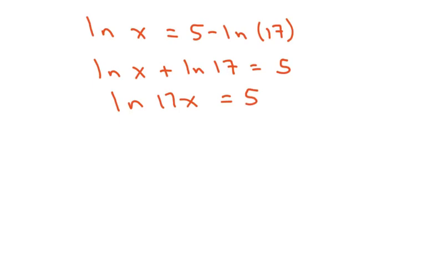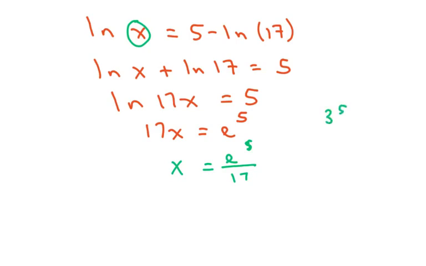Now, when I use my formula, this means that I can write this as 17x equals e to the 5th power. And that's just using the exponents formula. So x equals e to the 5th power over 17. And basically, if you don't get to use a calculator on your test, we just need to know that this is positive. And I know that 3 to the 5th equals 243, and 2 to the 5th equals 32.